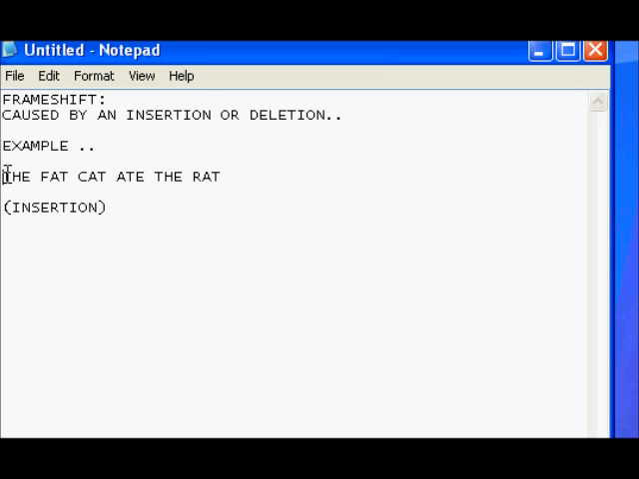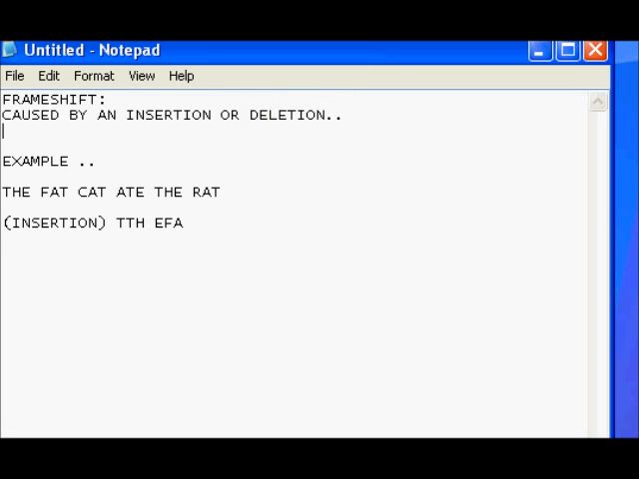So now it's gonna be this sequence. It's gonna change to TTH because we have two T's now. So everything kind of shifts over. It shifts the way the whole sequence is read. It shifts the way the sequence is read.